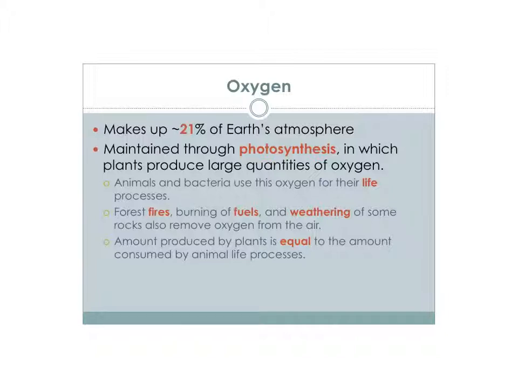Forest fires and burning of fuels and weathering of rocks also remove oxygen from the air for those processes. The amount produced by the plants is equal to the amount consumed by animal life processes. So this amount is pretty stable. That means it doesn't fluctuate, it doesn't go up and down. It usually remains right at about 21%.